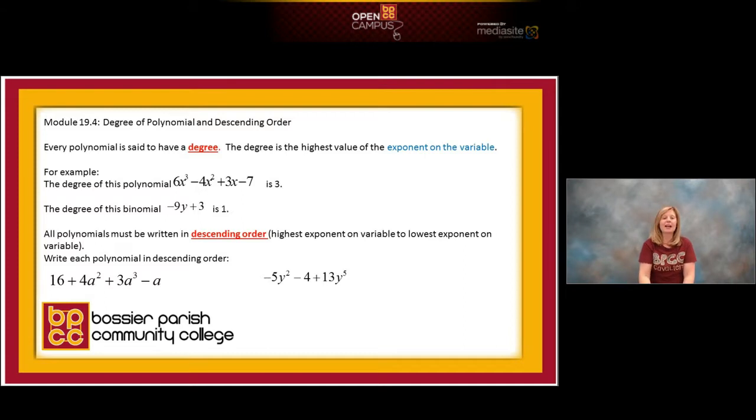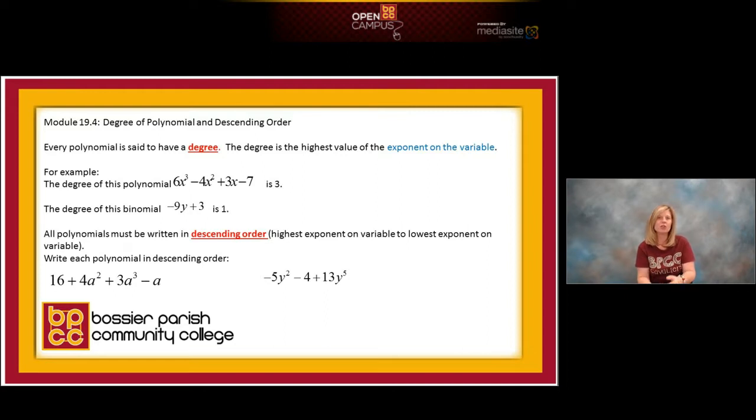If we look at our next polynomial, which is called a binomial because it's only 2 terms. If we look at our first term, negative 9y, again, there's a variable y. I do not see an exponent, so it's understood to be the number 1. So that term has an exponent of 1. If you look at the next term, 3, there is no variable listed there.